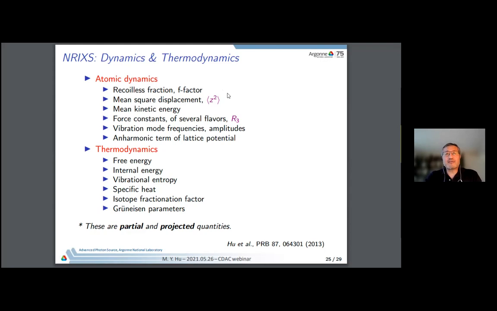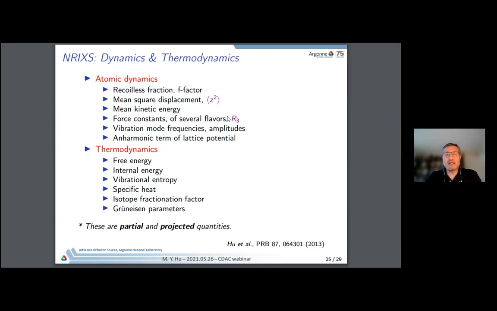But it's kind of an expensive way. But if you have no other way, that's the way to go, right? And then things like mean square displacement, this is useful. We need to talk about it later. And then kinetic energy and all that. And then various force constants related to the potential, but also one of them.